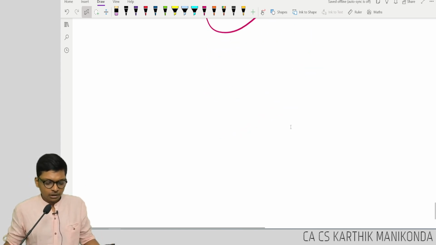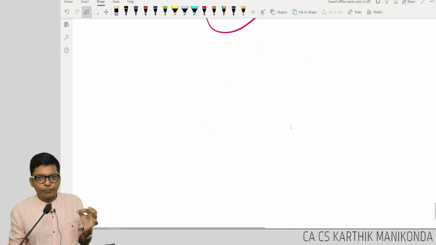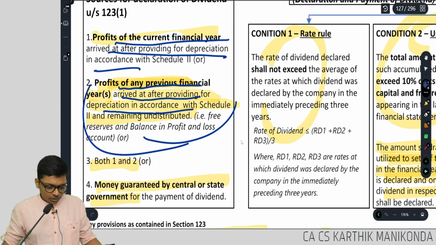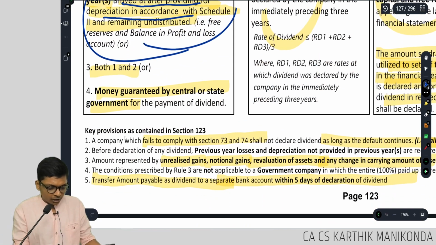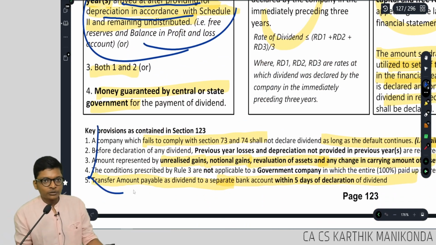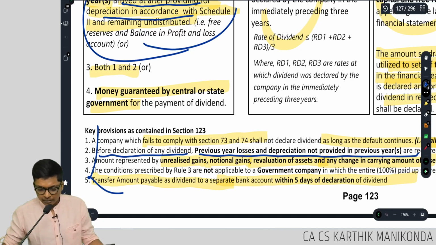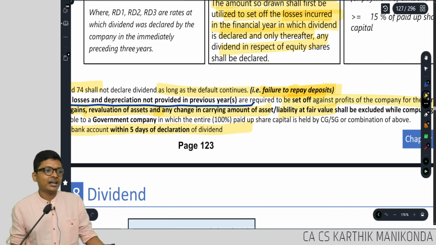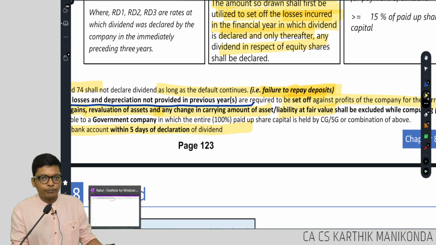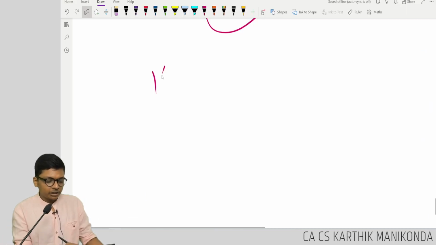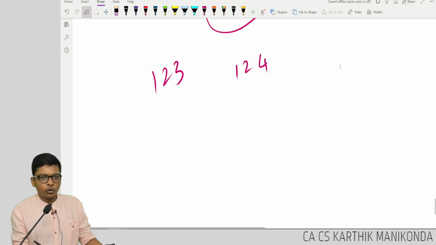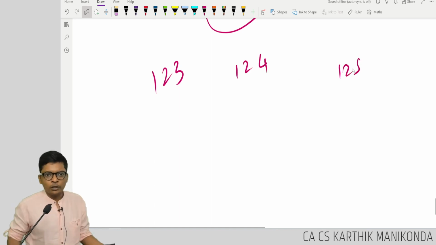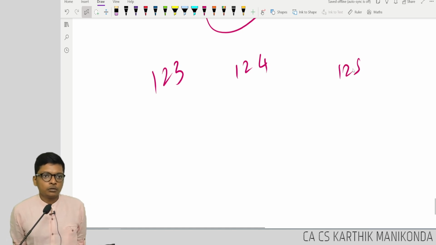Are you following, guys? So with this, we have finished every point relevant to the exam. Additional points over here: before declaration of dividend, previous year loss and depreciation not provided are required to be set off against the profits. So now at this point, 3 sections 123, 124, 125 are done. What is 125? IEPF. 124 is unpaid dividend account.